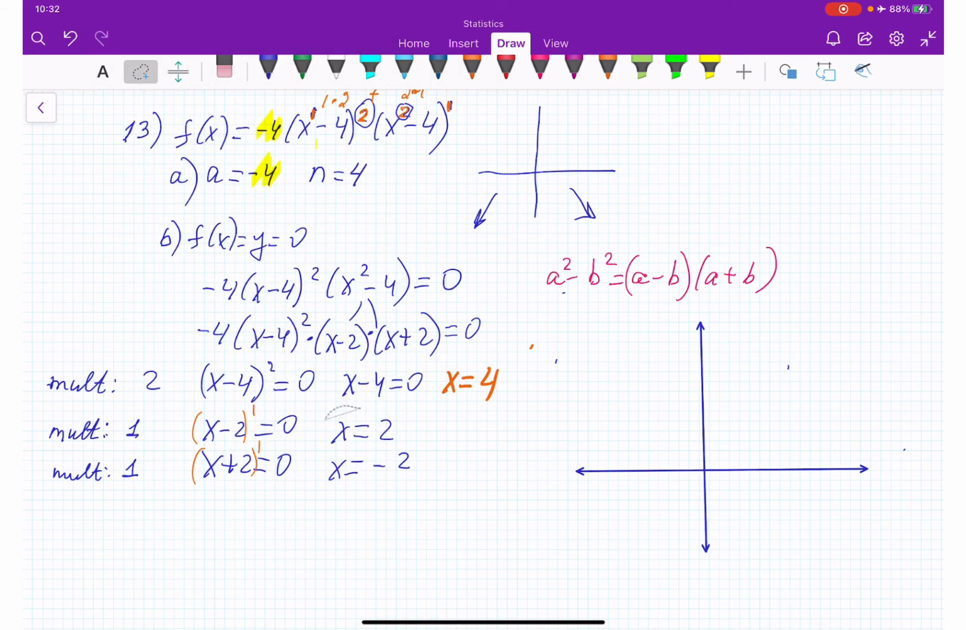I want it to be this color so we can see. All right, 1, 2, 3, 4. This is 4. And then we have positive 2. And here we have 1, 2. This is negative 2.